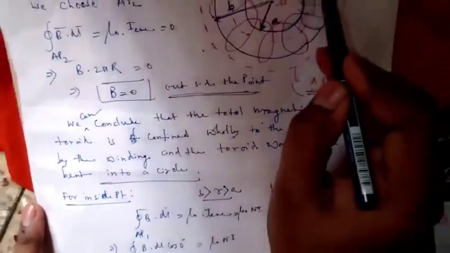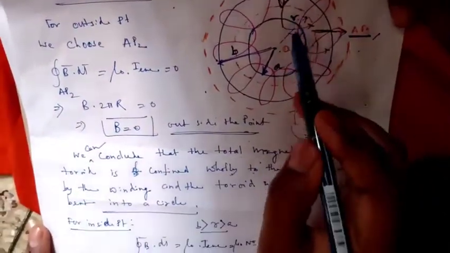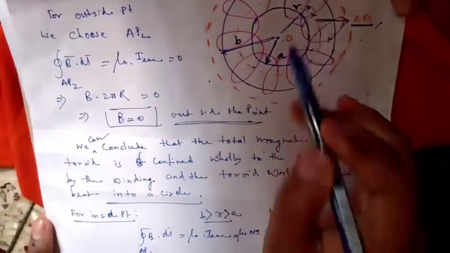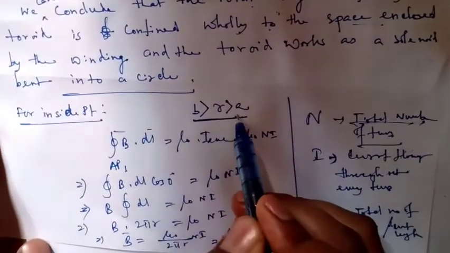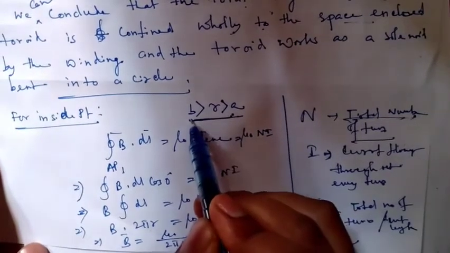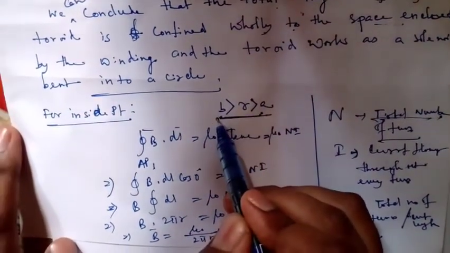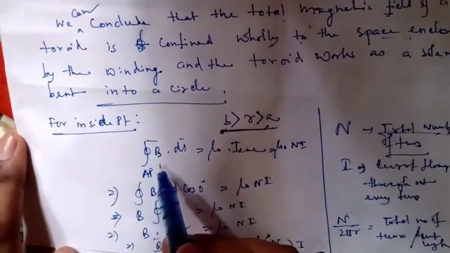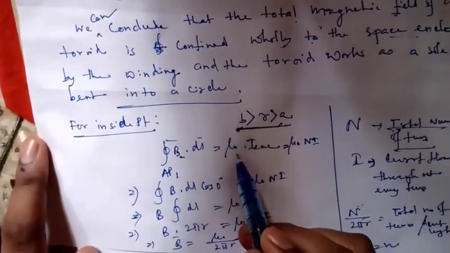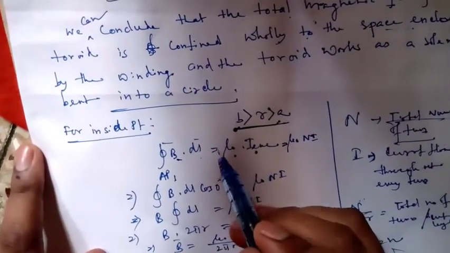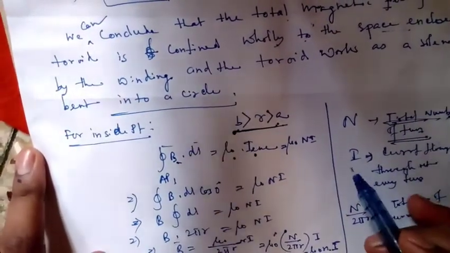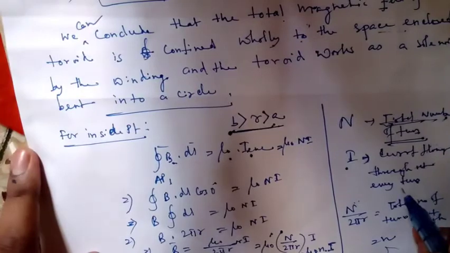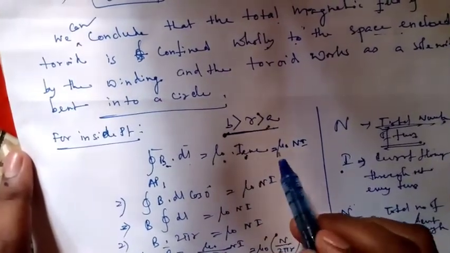Now, for the inside point, we choose another amperian path AP1 from the figure. AP1 is the inside amperian path of radius small r. The limit of r is this: r is greater than A, that is inner radius, but less than B, that is outer radius. Now apply Ampere's circuital law for this case. This closed integral B dot dl equal to mu 0 times I enclosed. Initially I mentioned capital N is the total number of turns and I is the current flowing through every loop. Now I enclosed equal to N I.